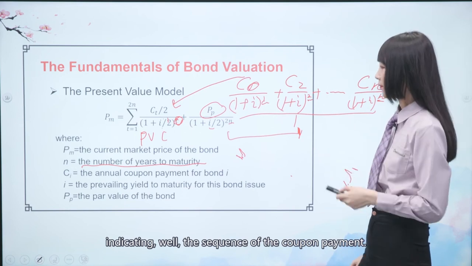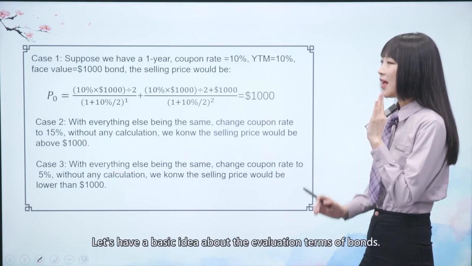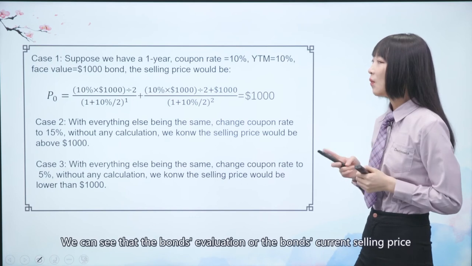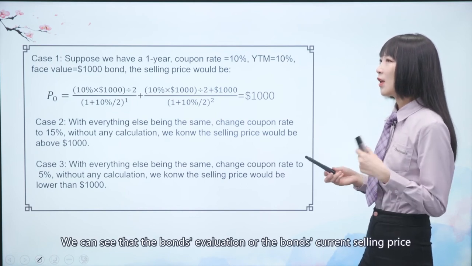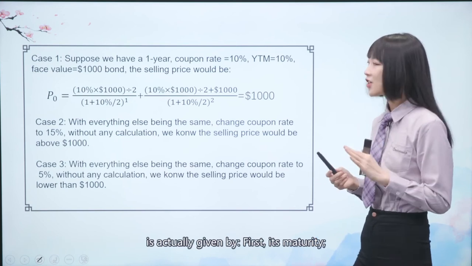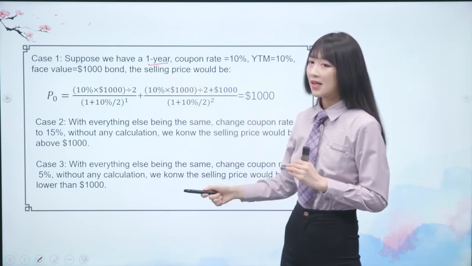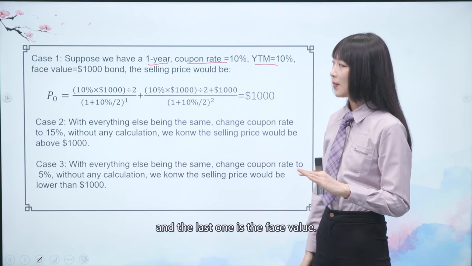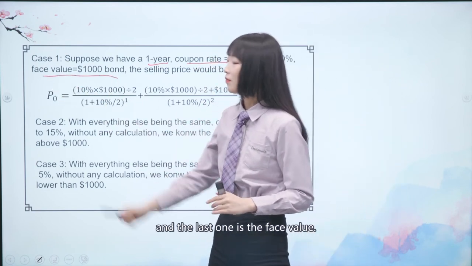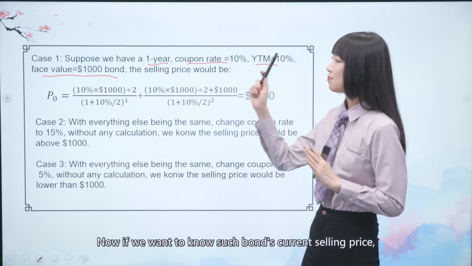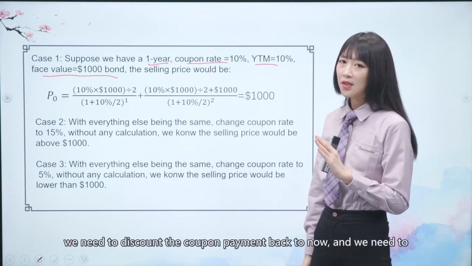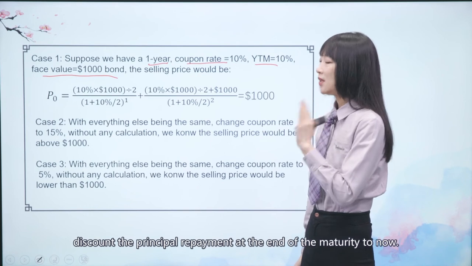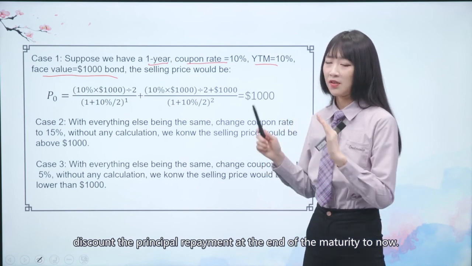Now, let's have a basic idea about the valuation terms of bonds. We can see that the bond's valuation, or its current selling price, is given by first its maturity, second the coupon rate, third the yield to maturity, which is our discount factor, and the last one is the face value. If we want to know such a bond's current selling price, we need to discount the coupon payments back to now, and we need to discount the principal repayment at the end of maturity to now.